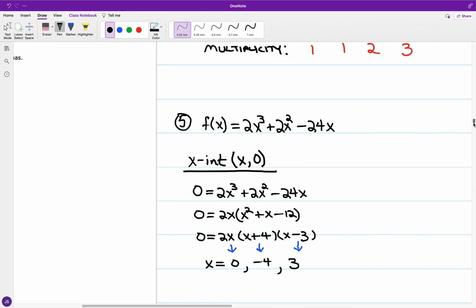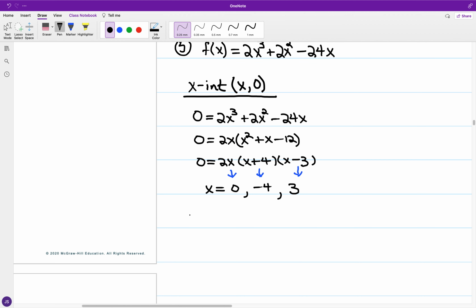And then, again, if you had to put this as ordered pairs, we're looking at the origin, as well as negative 4, 0. Also we have 3, 0.